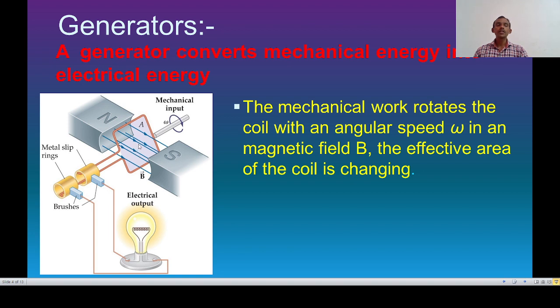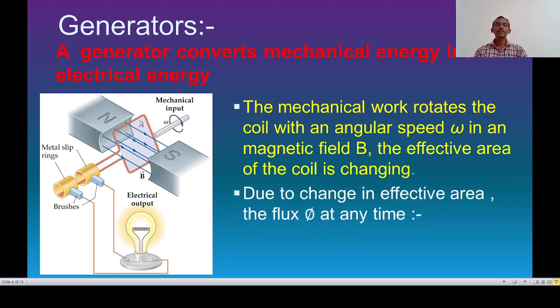In other words, we can say that when the segments of this armature are in motion, when we rotate it with the help of mechanical work, these segments cut the magnetic lines of force, and due to this cutting of the magnetic lines of force, EMF will be induced in that coil. Here we can consider the flux changing due to the change in effective area.